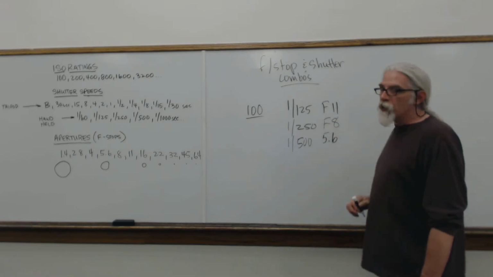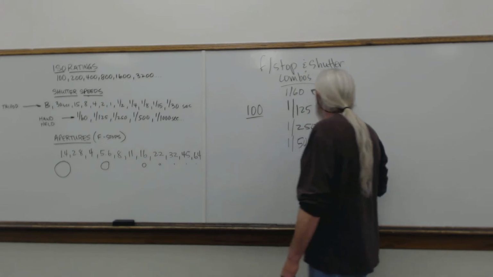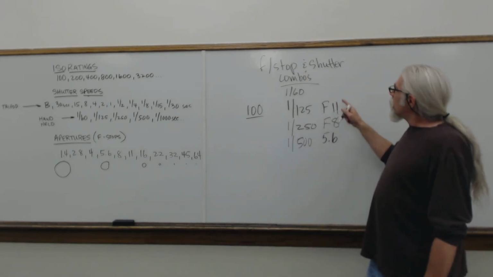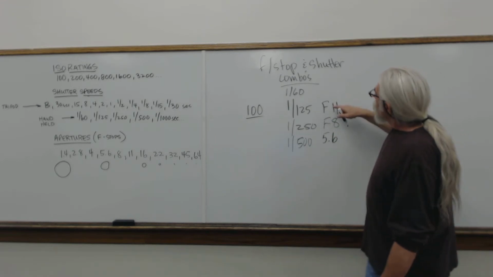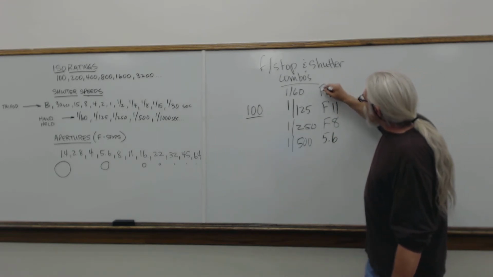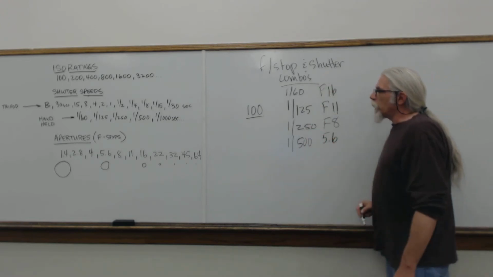Now we can go the other way too. We can go down to 1/60th of a second because we might want more depth of field, and we can jump this up because we're letting one stop more light in. We can now let one stop less light in at f16. This is how we create those combinations.